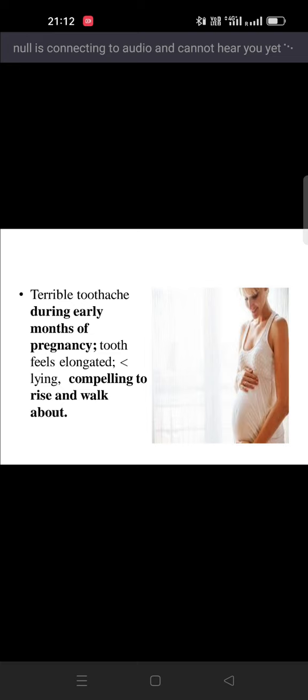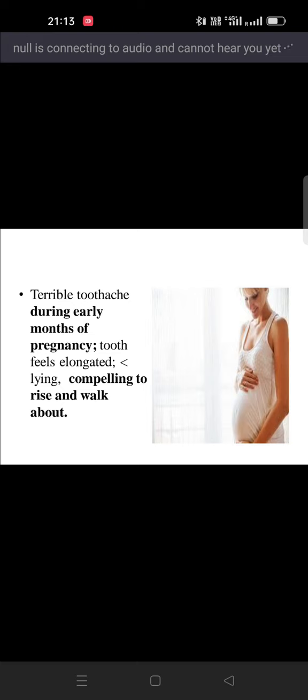And it is aggravated by lying, but compelling to rise and walk about. You can understand the severity of pain. Extremely painful toothache is there, and the pain is so much that it forces the patient to rise and walk about. The pain is so much that she stands up and starts walking, because she becomes restless. She feels that she will get some relief by walking, but this is not like that.